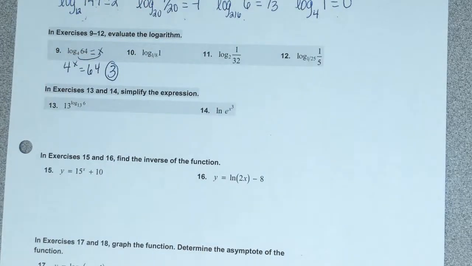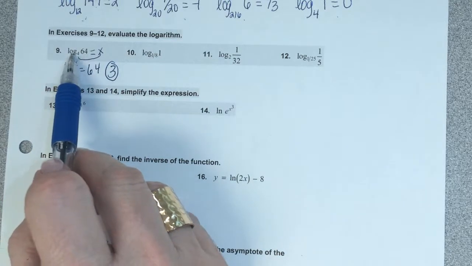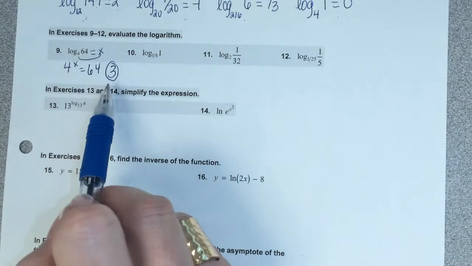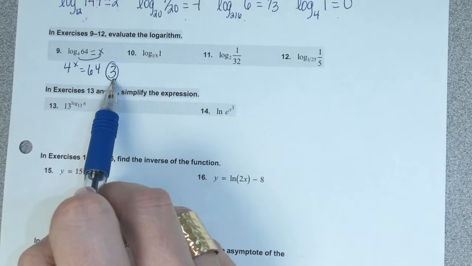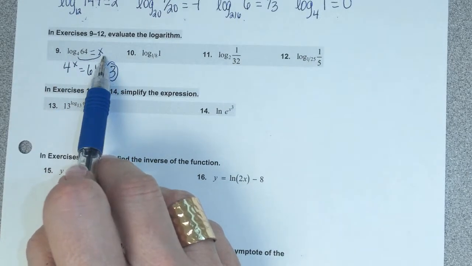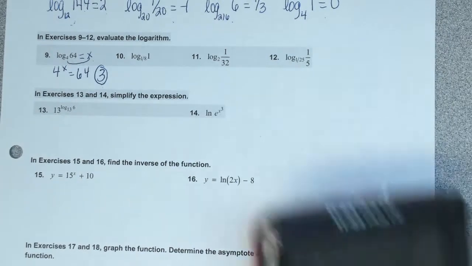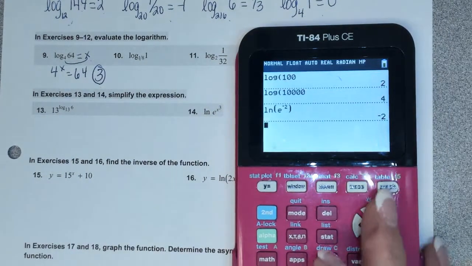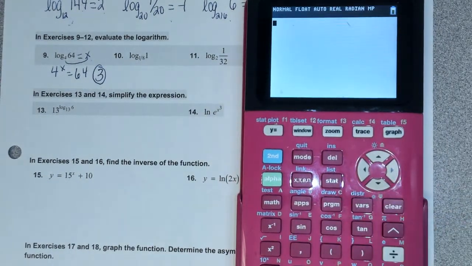And you really shouldn't say x equals 3 because it's asking us to evaluate this, log base 4 of 64. So we just want to put 3. Don't put x equals 3 because we actually put the x there ourselves. There's no x actually in the problem. I'd like to show you how to do this on the calculator with a different base.